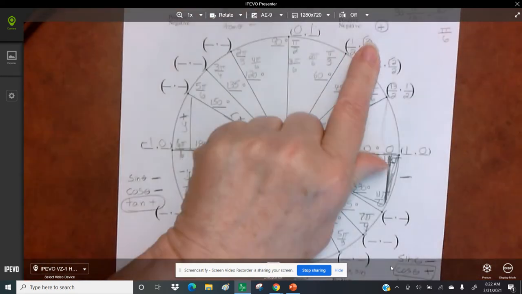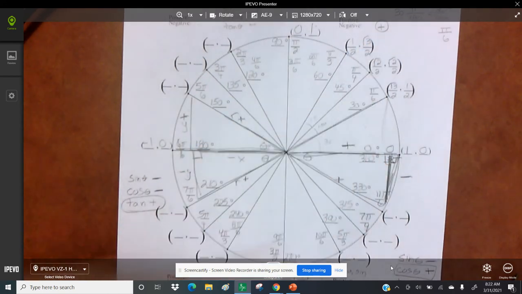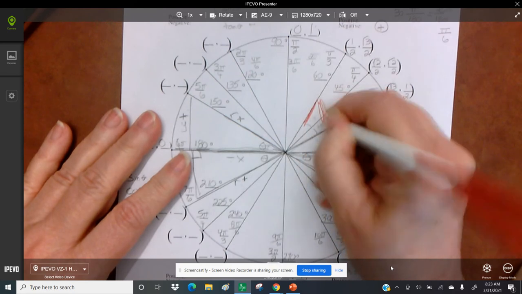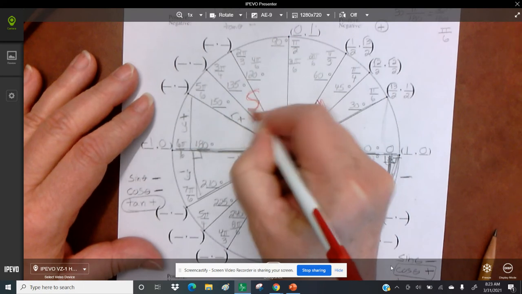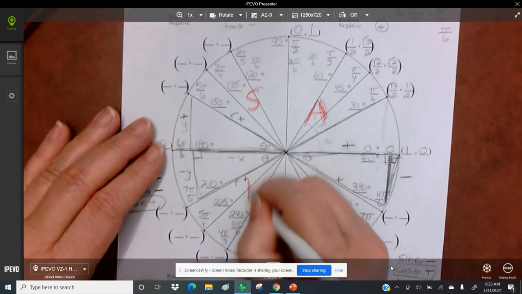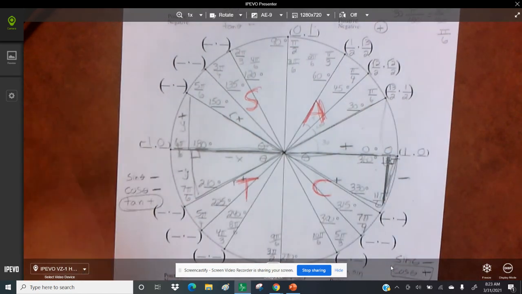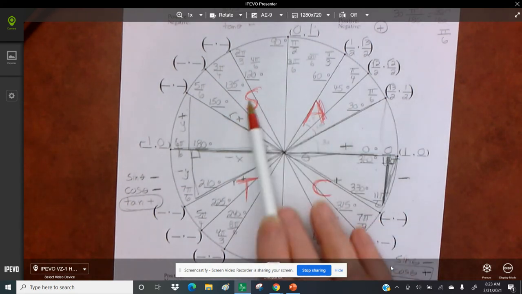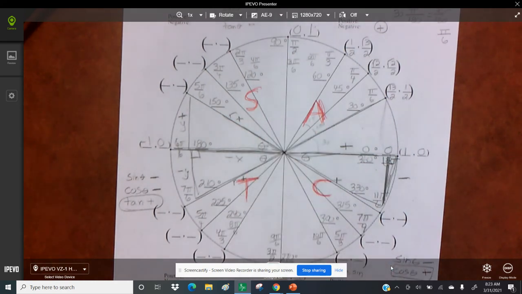So here, all are positive. I'm sorry, I'm just going to reach for a marker here. In this quadrant, all is positive. I'll just use red pen. So in this quadrant, all are positive. In this quadrant, only the sine was positive. This quadrant, only the tangent was positive. And in this quadrant, only the cosine was positive. So there's a little acronym to remember this, ASTC, All Students Take Calculus, or Alvin, Simon, Theodore, Chipmunk, or whatever you want.